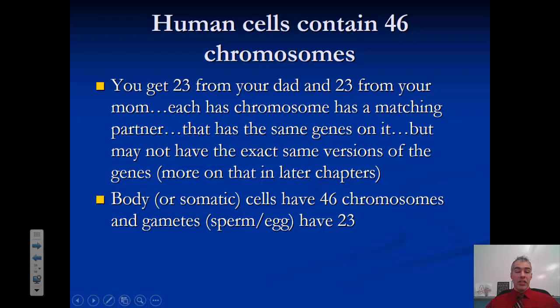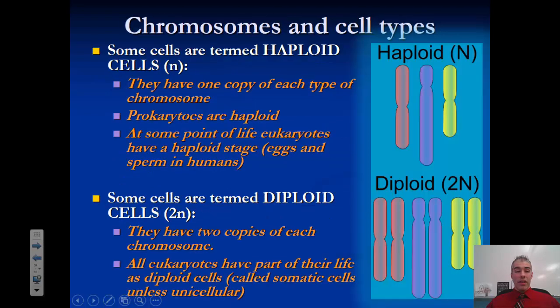Body cells have 46 chromosomes, and the gametes, sperm and egg, have 23, which is half. Because body cells have 2 copies of every chromosome, they're called diploid, or 2N. So they have 2 copies of every chromosome, one from mom, one from dad.